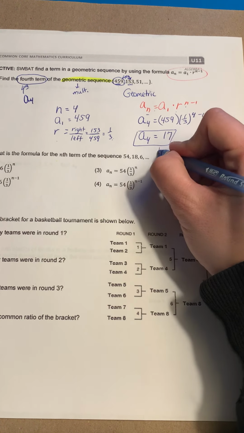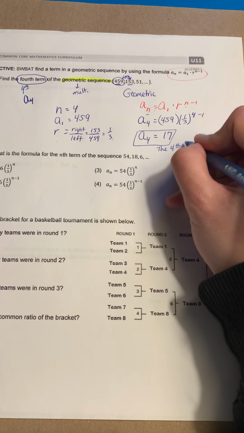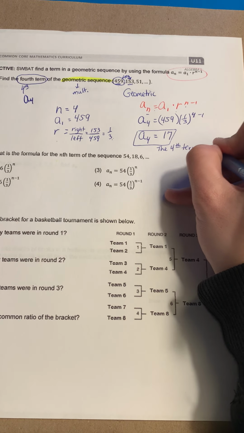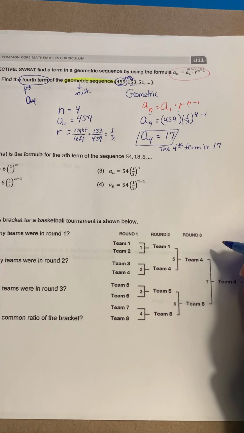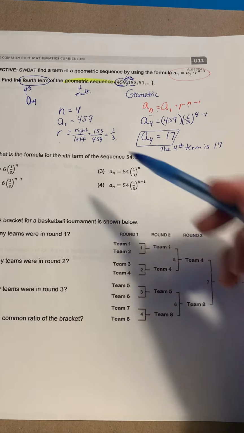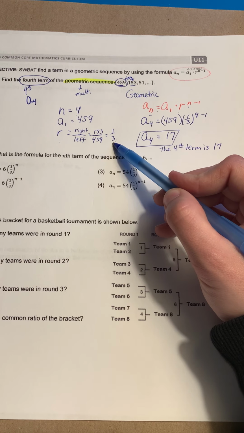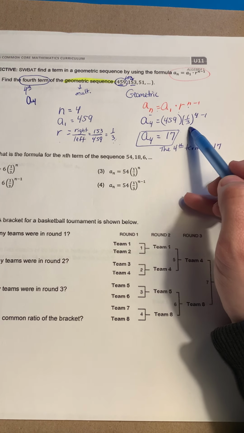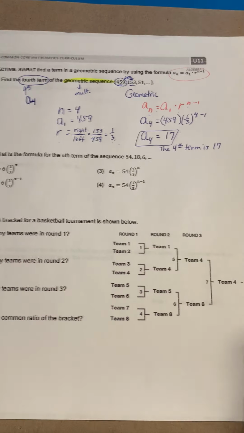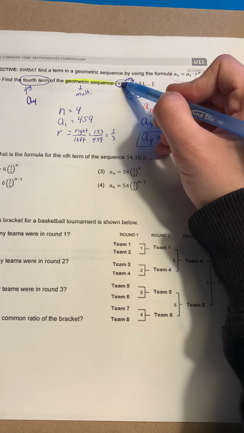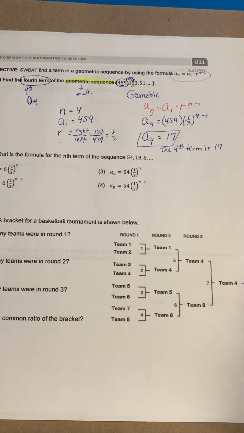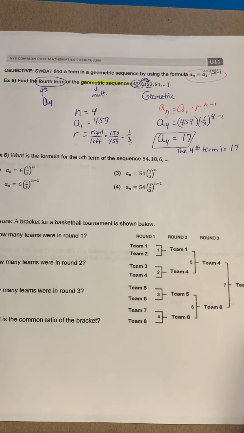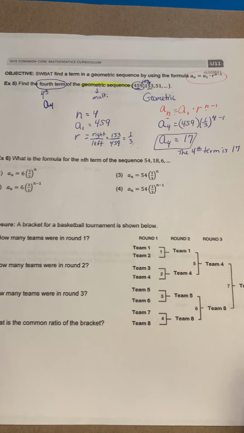So again, I can list it like this, or the fourth term is 17. Either way is fine. Okay, so same pattern as before, just a little different with the common ratio. It comes out to a fraction, but you still follow the same exact steps. And you can always check up here and say, okay, well, 459 times 1/3 should get me 153, and just keep trying it to make sure the pattern is correct, or the ratio is correct.